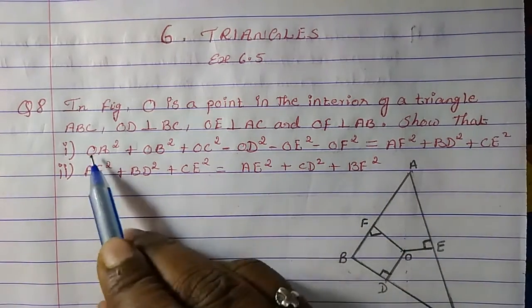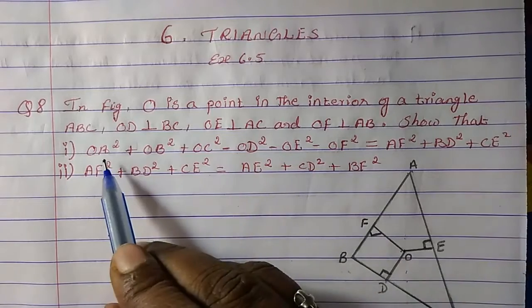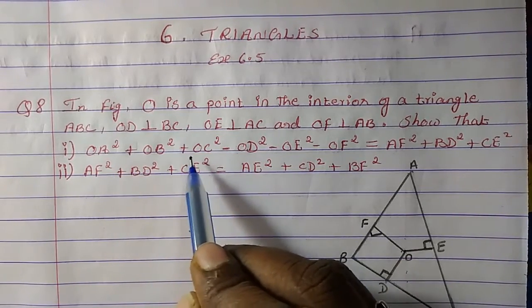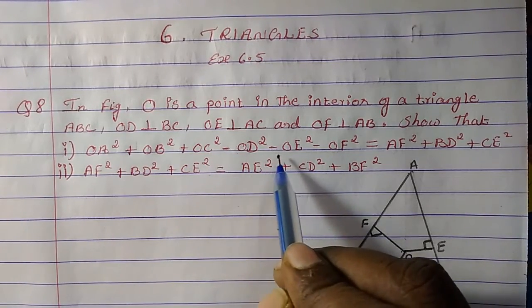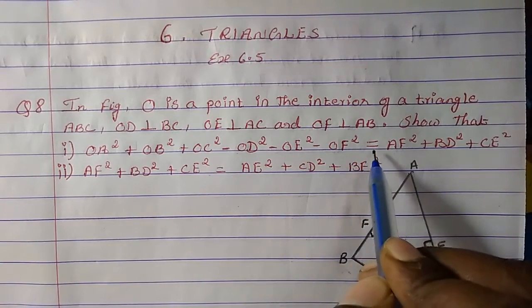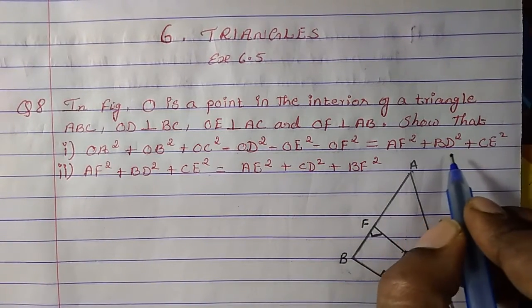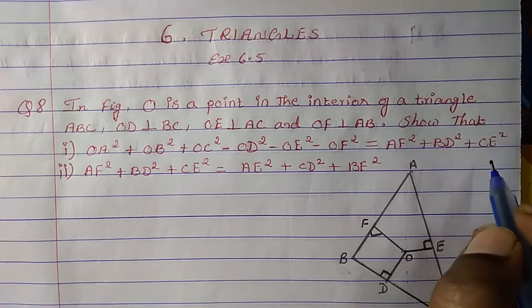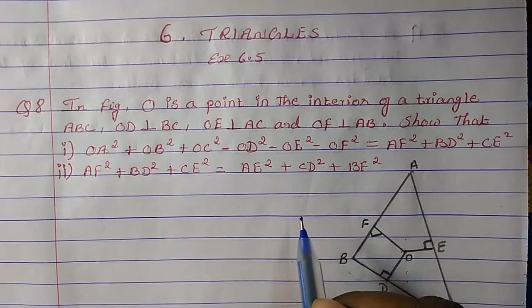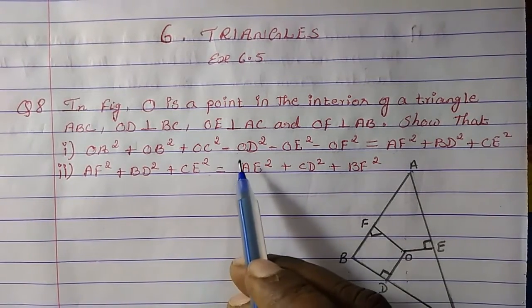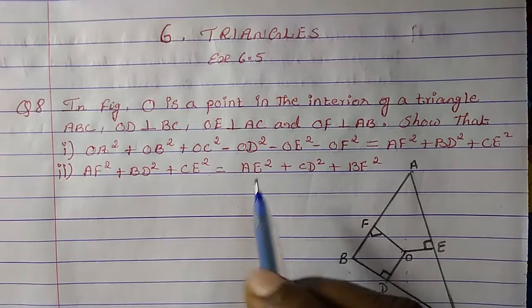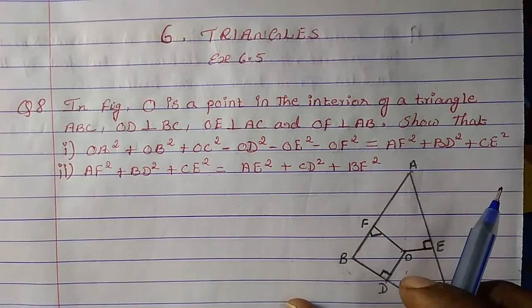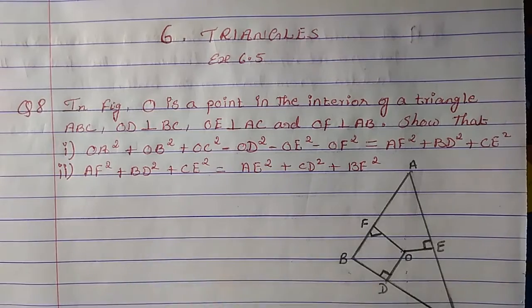Show that this is what we have to show: OA square plus OB square plus OC square minus OD square minus OE square minus OF square is equal to AF square plus BD square plus CE square. So now seeing this, don't panic. Very easy question it is. Very easily you can prove it if you are clear with the Pythagoras theorem. So first let's begin.